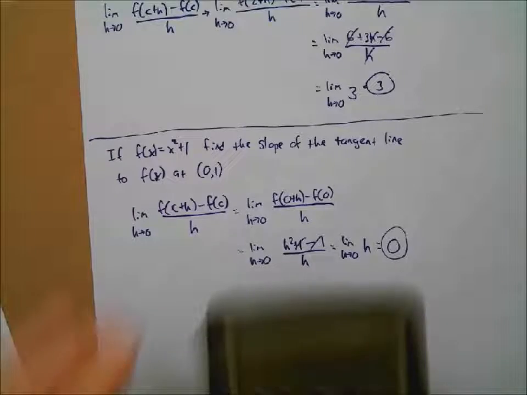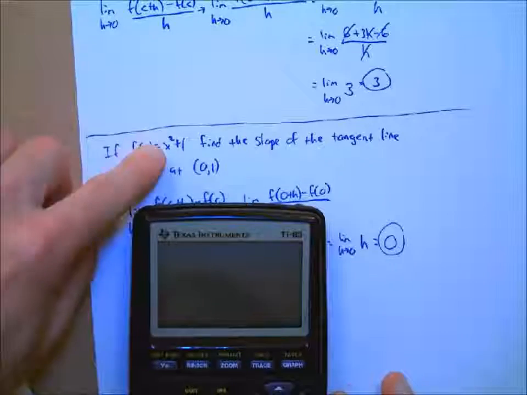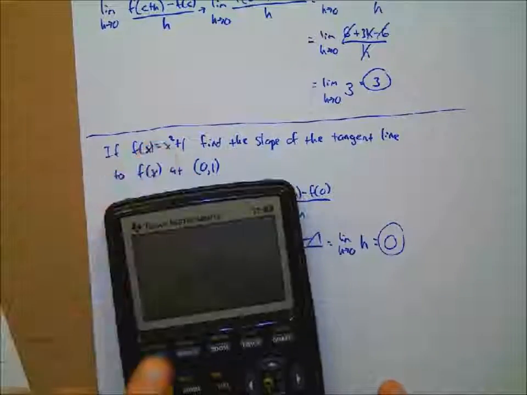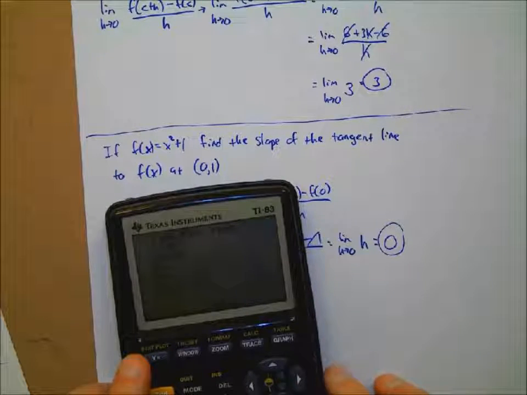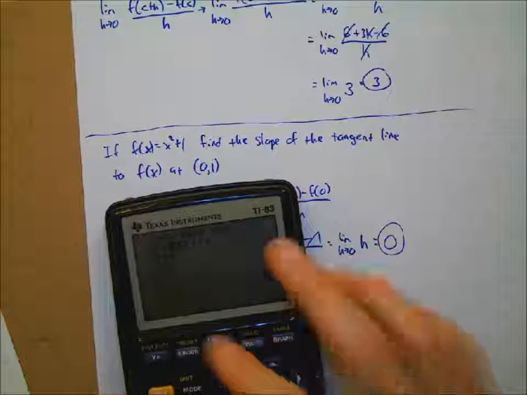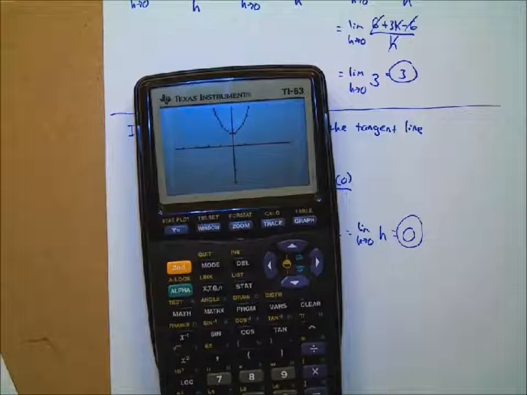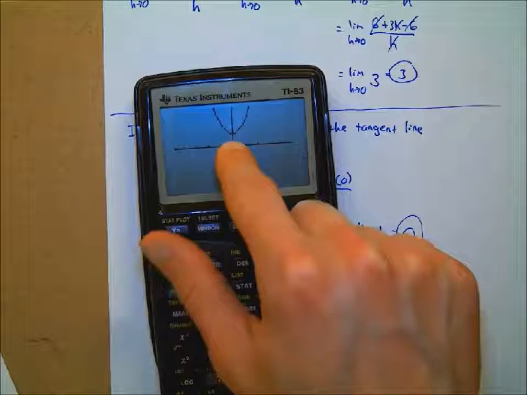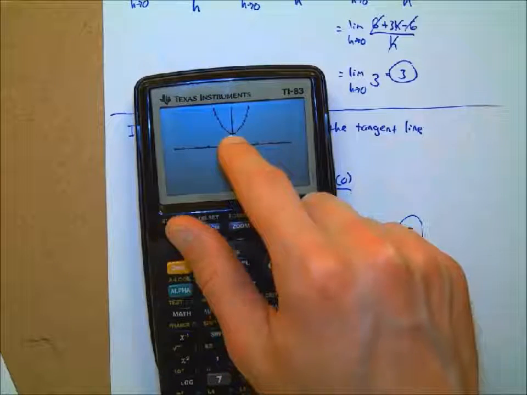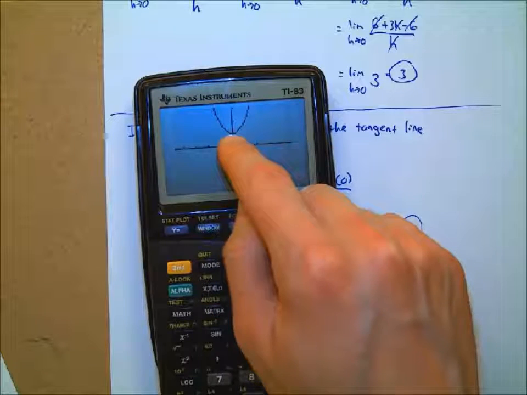Now, let's take a look at what's going on here. I'll look at the graph. So let's look at x squared plus 1, specifically at the point 0, 1. There is x squared plus 1. This point 0, 1 is right there, right? Does it look like our tangent line has a slope of 0 here? What do you say? Does it make sense? Yeah, I think so, right?